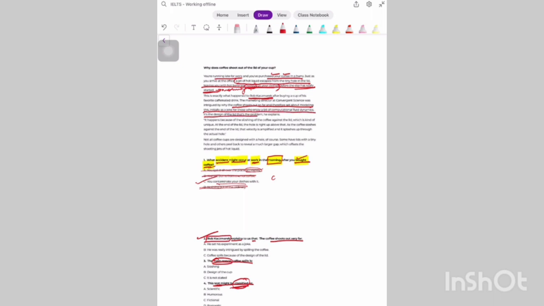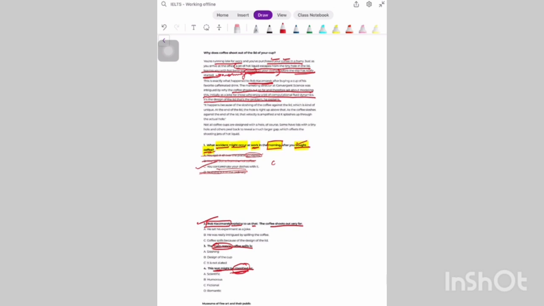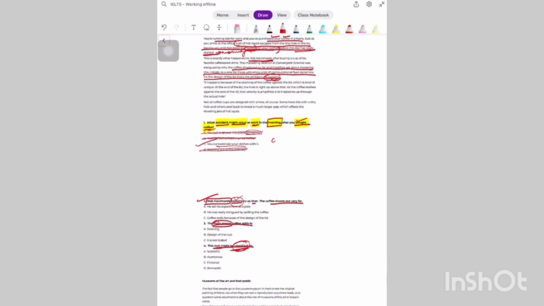It's the design of the lid that has the problem, he explains. So that is what he's explaining, that coffee shoots out very far. Now let's look at the options. He set up his experiment as a joke, so this is not what he's explaining. He was really intrigued by the spilling of coffee. So he, the marketing director at Convergent Science, was intrigued by why. Okay, so he was intrigued, but that is not what he was explaining to us. So what was he explaining to us? That it is the design of the lid that has the problem. He explains, so coffee spills because of the design of the lid.